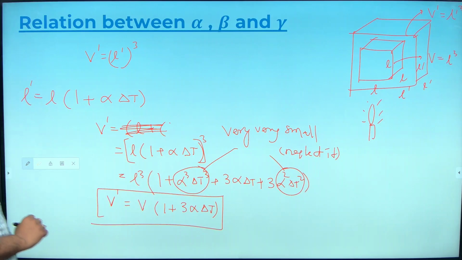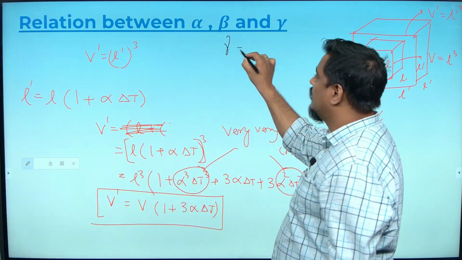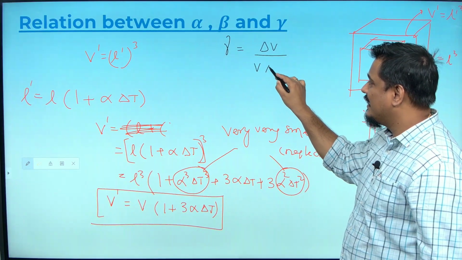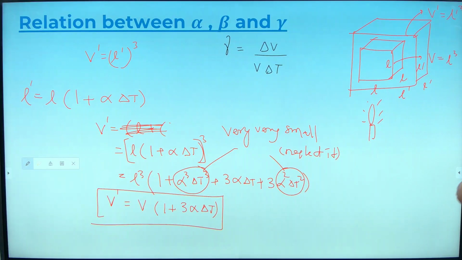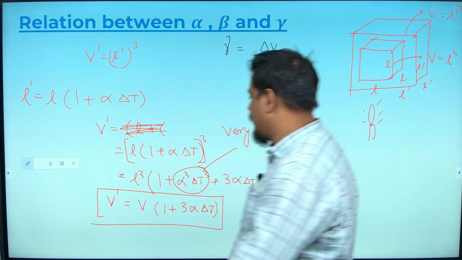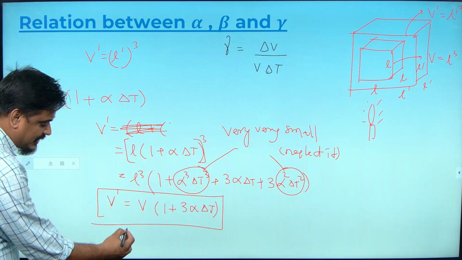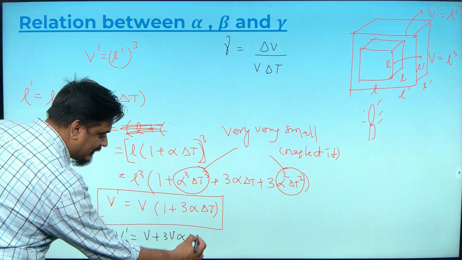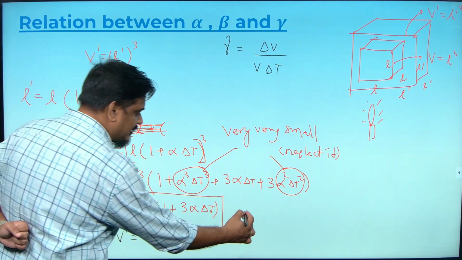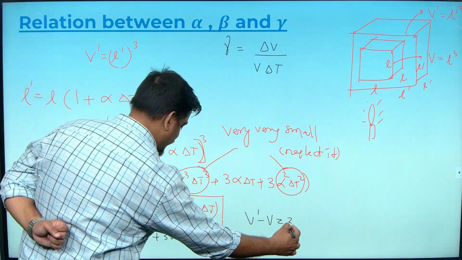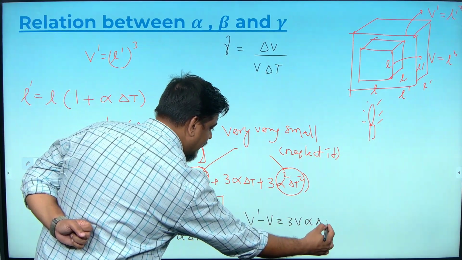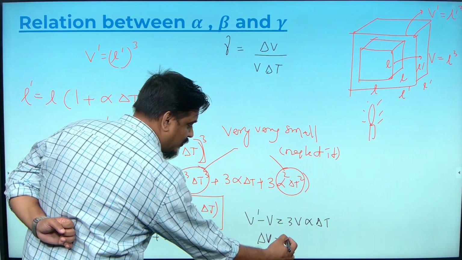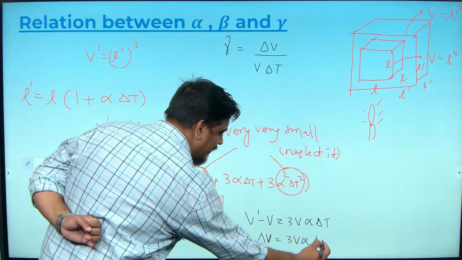Also, we know gamma. What was the gamma formula? Gamma was delta V by V delta T. If I open this bracket, V dash is equal to V plus 3V alpha delta T. If I rearrange terms, V dash minus V is equal to 3V alpha delta T. And V dash minus V is delta V.